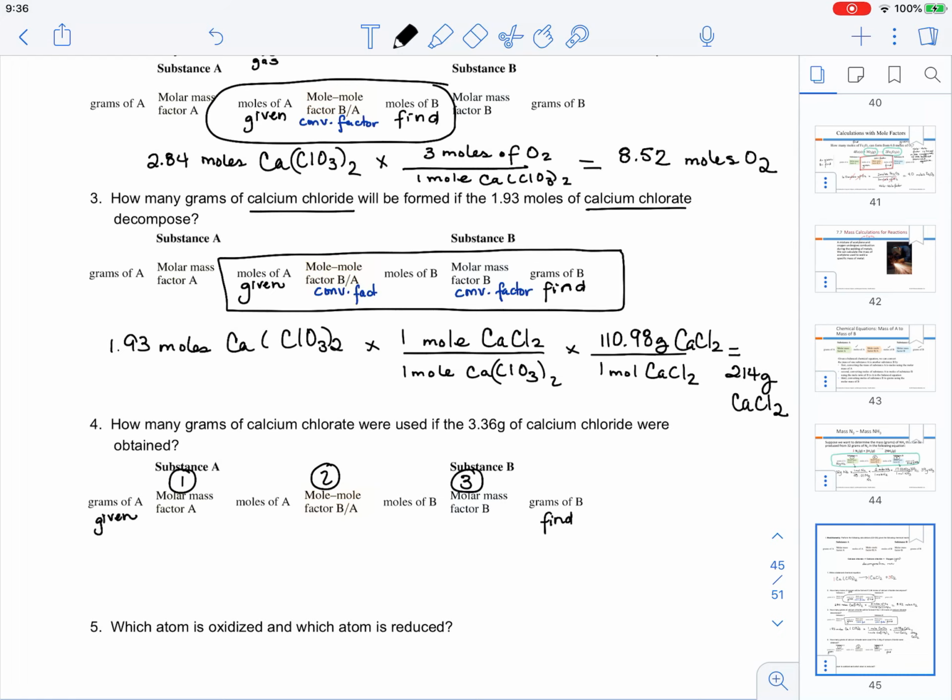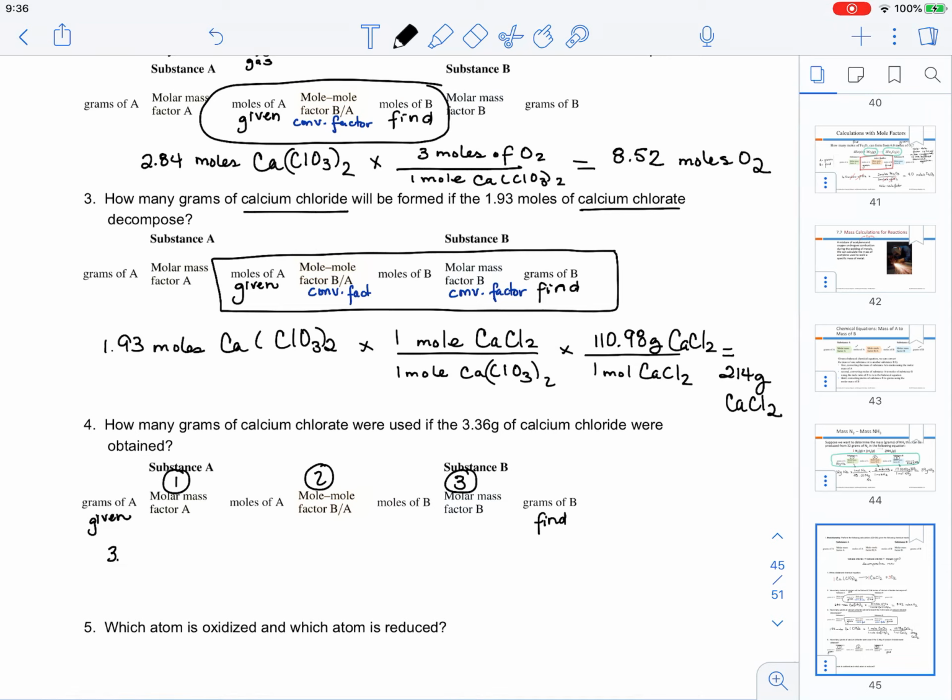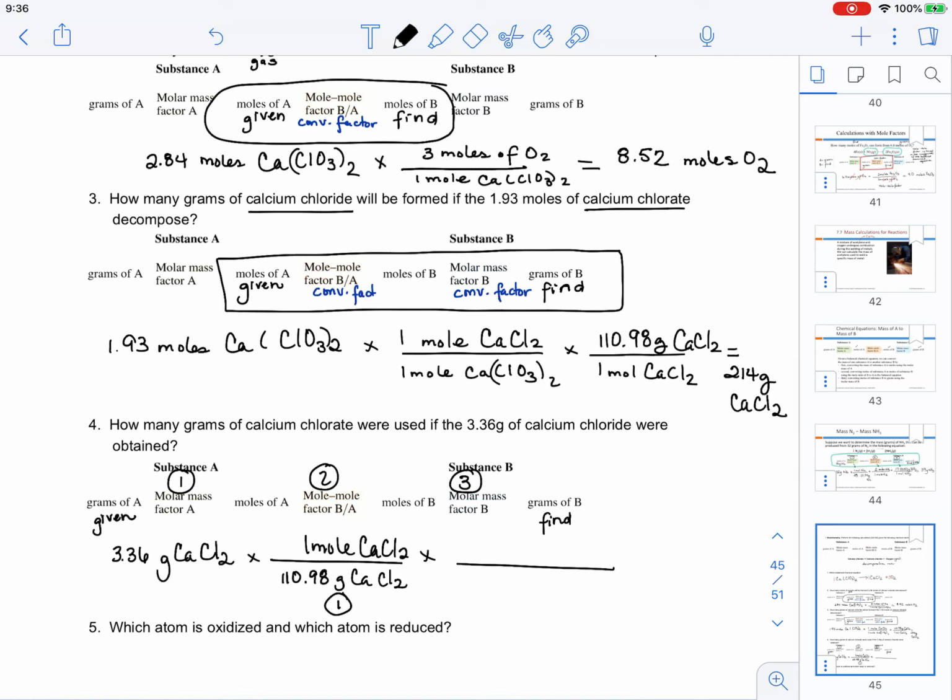So let me set out the problem. This is going to be 3.36 grams of calcium chloride. We already know the mass of it, which is 110.98 grams of CaCl2, 1 mole of CaCl2. That is going to be our first conversion factor, the molar mass of A. Then we're going to do the second conversion factor, which is the mole to mole factor.